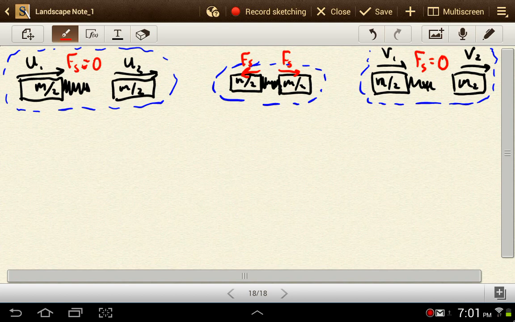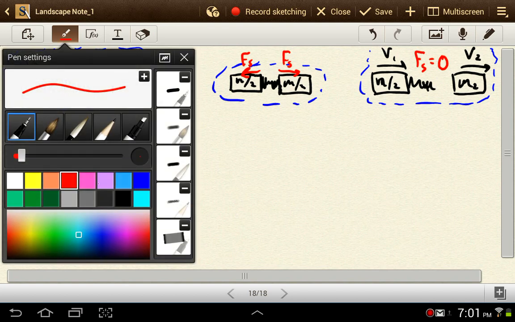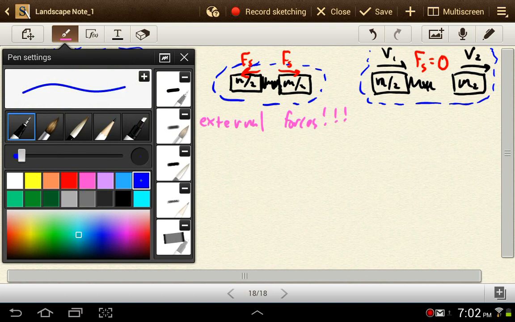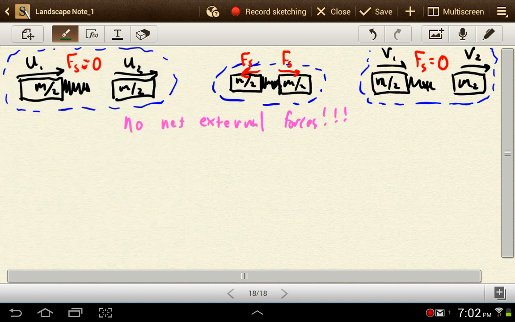This is so important, I'm going to write it in this lovely shade of pinkish purple. No net external forces. What that means is we can talk about properties of the system, values and numbers, that remain constant because of the lack of external forces.